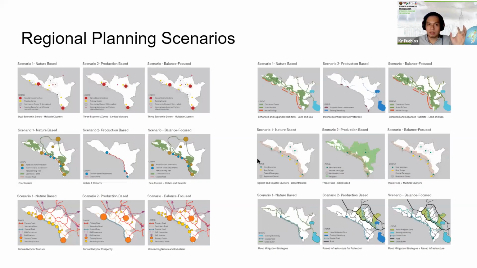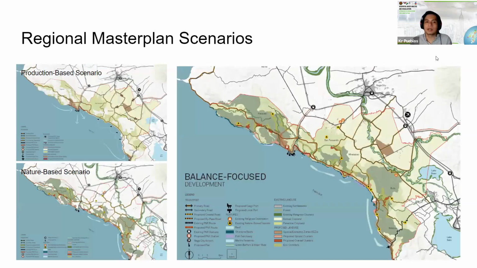So from there, we created three different scenarios. The first one is a nature-based scenario, looking at conservation and ecotourism, and the other one is production-based, really leaning into industrial potential. And then the third one, of course what we pushed for, is a balance between the two: economic potential and conservation and climate sensitivity. So we mapped out what that looked like, and we presented the balanced focused development as the optimal solution, of course. And here's what that looks like.